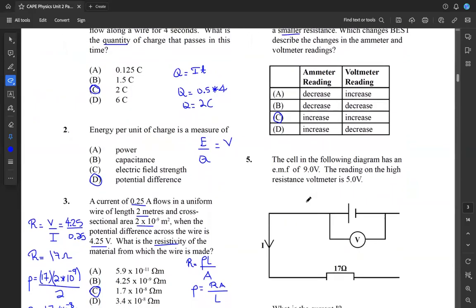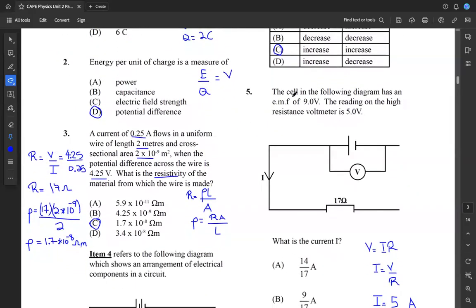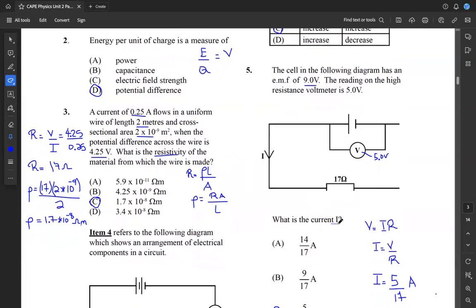And so we're moving along to question 5. The cell in the following diagram has an EMF of 9.0 volts. They're saying that the reading on the high resistance voltmeter here is 5 volts. So now they're asking, what is the current I? Essentially, what's the current flowing through this circuit?